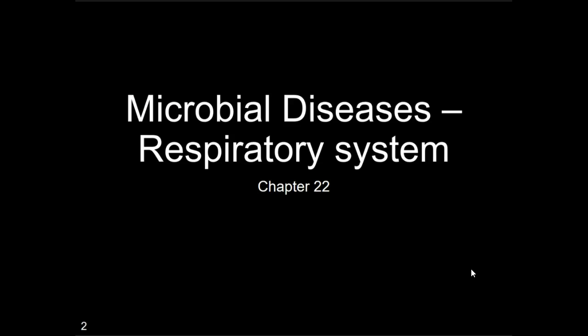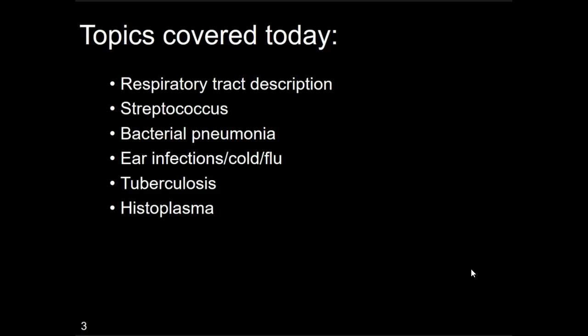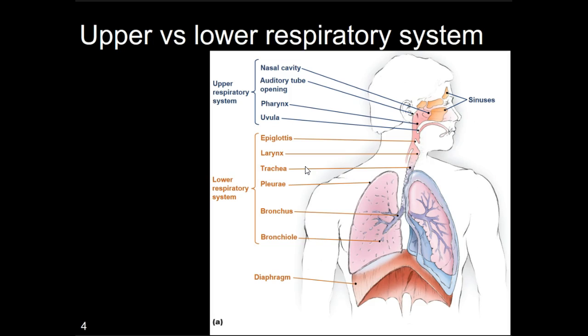Today's lecture will focus on microbial diseases in the respiratory system. This is chapter 22 of your book. Today we'll be discussing the respiratory tract. I'll describe parts of the respiratory tract and how our body uses the respiratory tract to keep microbial infections out of our respiratory tract. And then I'll be focusing on some specific microbes and diseases. Microbes will include streptococcus, tuberculosis, and histoplasma. And then I'll discuss diseases, including bacterial pneumonia, ear infections, cold, and the flu.